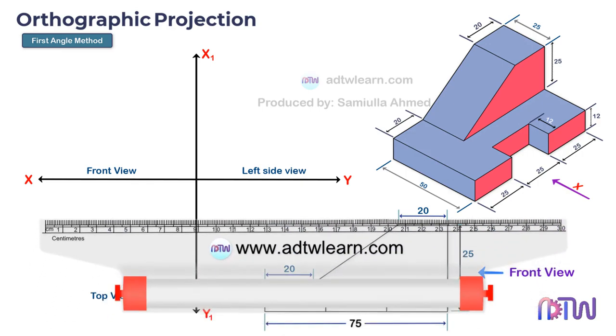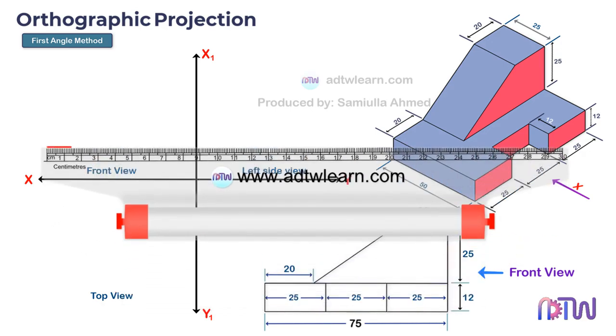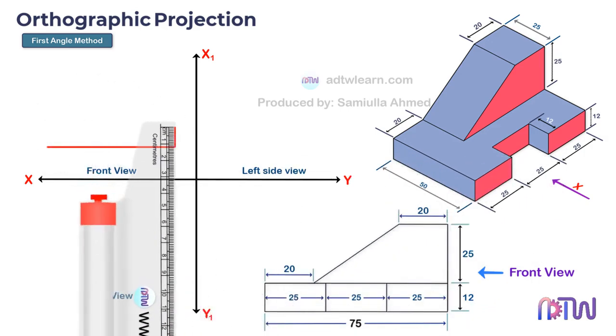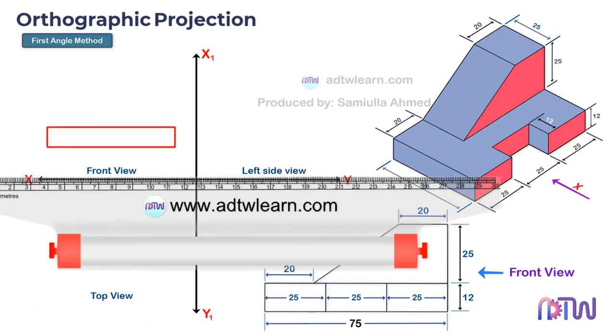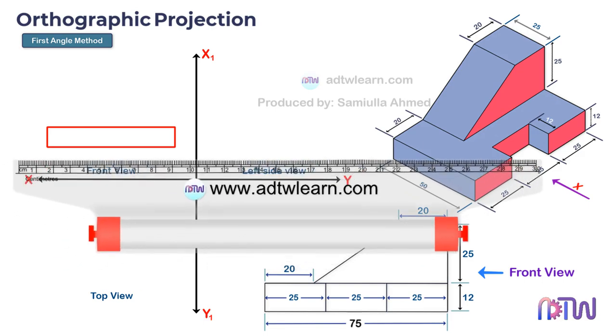Take a ruler and draw a horizontal line of 75 millimeters. Draw a vertical line of 12 millimeters and construct a rectangle. After this, we need to divide this into 3 parts. Take a ruler and mark 25 millimeters length and draw the horizontal lines.